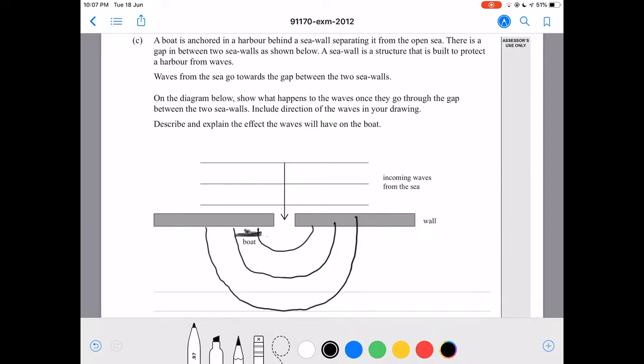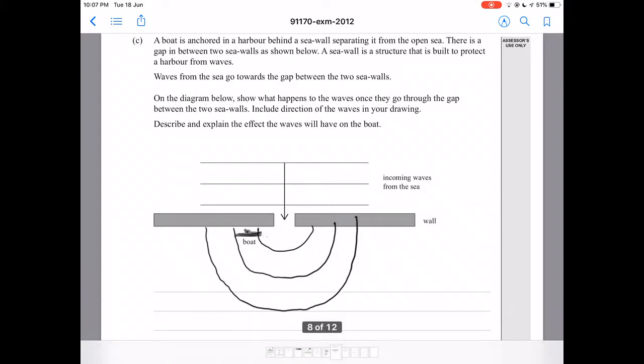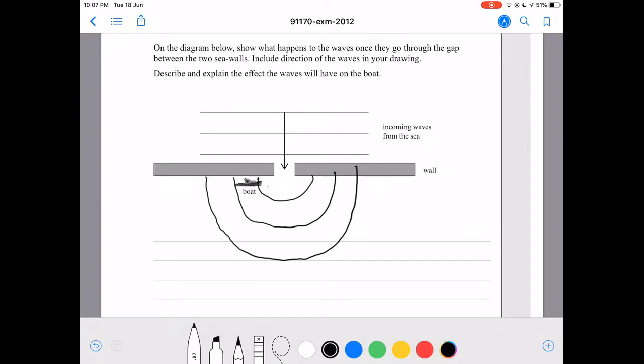Okay. So describe and explain the effect the waves will have on the boat. Okay, so basically, we're going to have our direction of travel. It's going to be going here. Sorry, here. Alright, so that's our diagram.